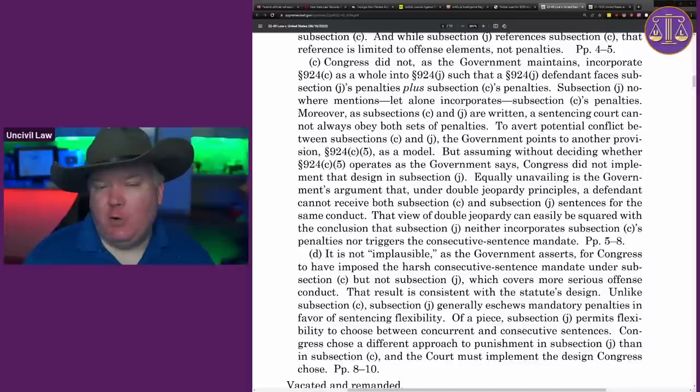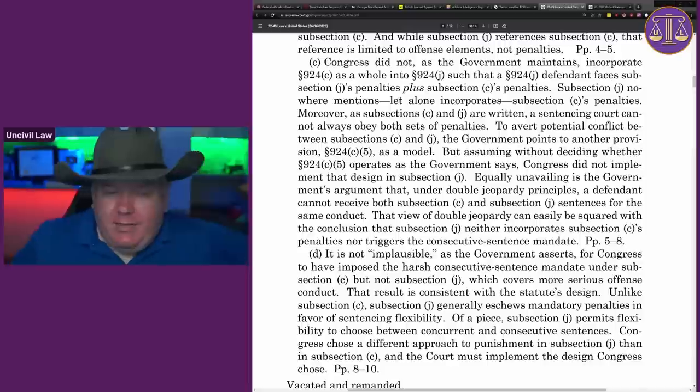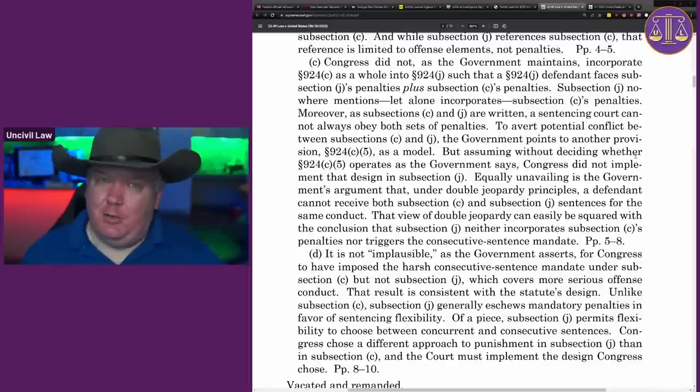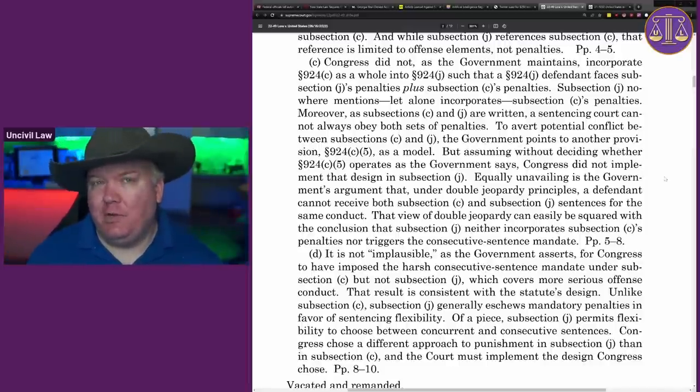Subsection J nowhere mentions, let alone incorporates, subsection C's penalties. Moreover, as subsections C and J are written, a sentencing court cannot always obey both sets of penalties. To avert potential conflict, the government points to another provision as a model. But assuming without deciding whether that particular section operates as the government says, Congress did not implement that particular design in subsection J. So there is a problem in that at least some of the time we can't do both C and J at the same time. There are at least some circumstances in which they would conflict.